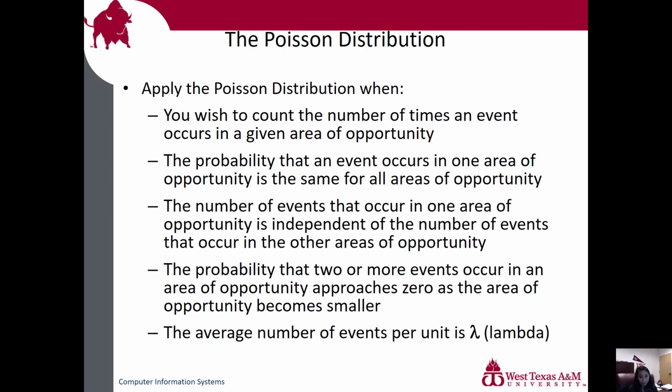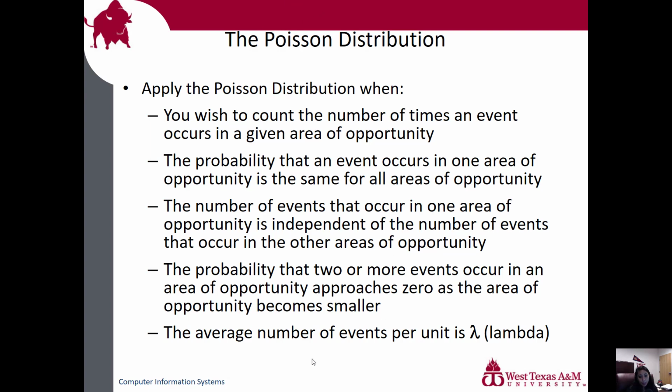The probability that 2 or more events occur in an area of opportunity approaches 0 as the area of opportunity becomes small. So there's a certain probability that 2 customers can come at the same time in that minute. However, if I shrink that area of opportunity to say 30 seconds, the probability that 2 customers will come in those 30 seconds is much lower. And again, if I reduce that area of opportunity to say 10 seconds or 1 second, the probability that 2 customers will come in that given second becomes much smaller.